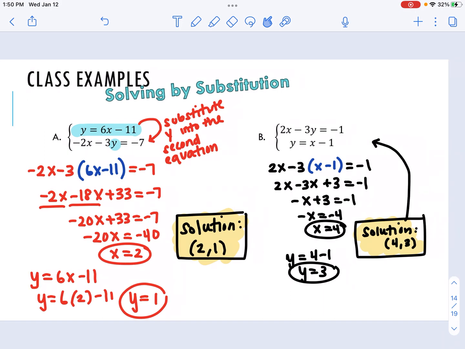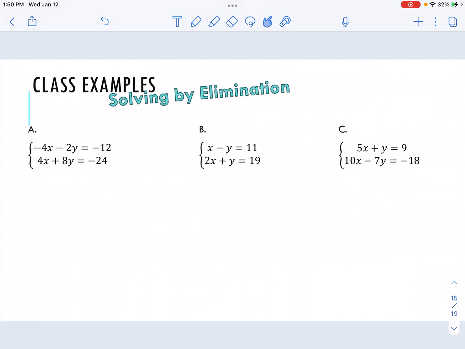All right, how do you feel about substitution? All right, awesome. Let's move on to elimination. Now, elimination's a little bit trickier. So let's take a look at these 3 examples here. Now, you're going to notice that in elimination, I'm giving you 2 linear functions that are already in standard form.